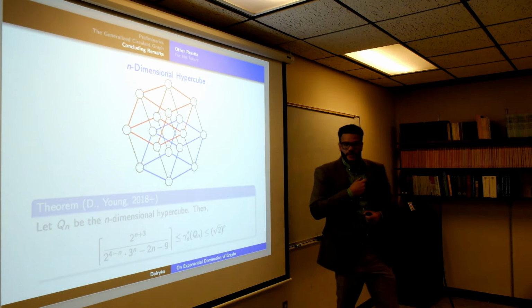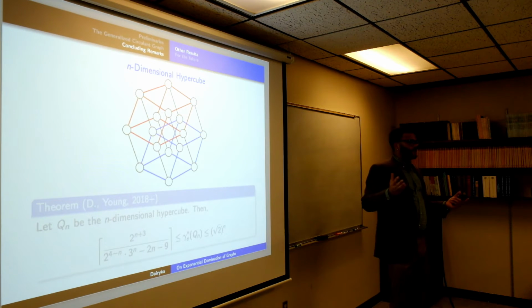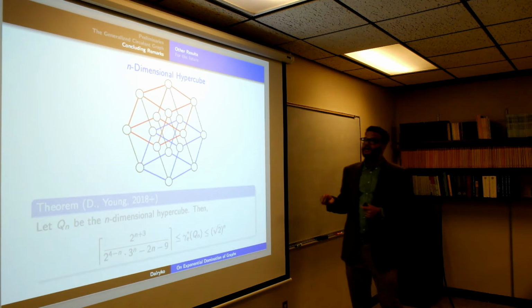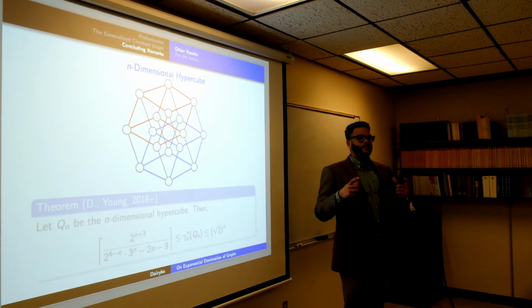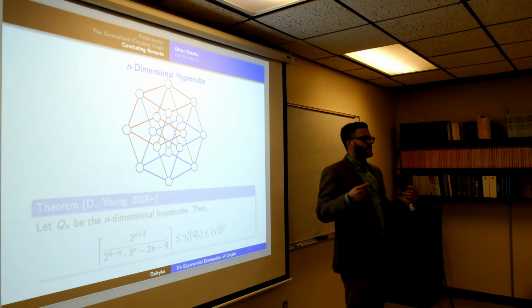I use that theorem to find the lower bound in the next 3 graphs that I'm going to talk about. The first graph is the n-dimensional hypercube. The vertices of the n-dimensional hypercube can be encoded in binary, and two vertices are adjacent if in their binary representation they differ by only 1 bit.